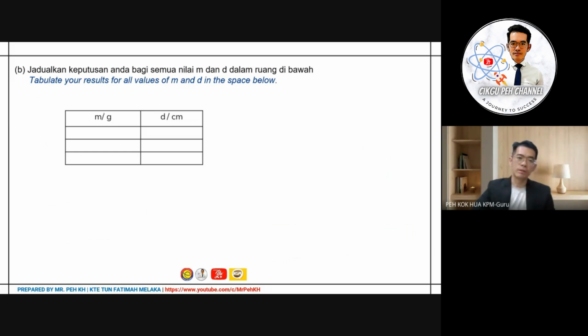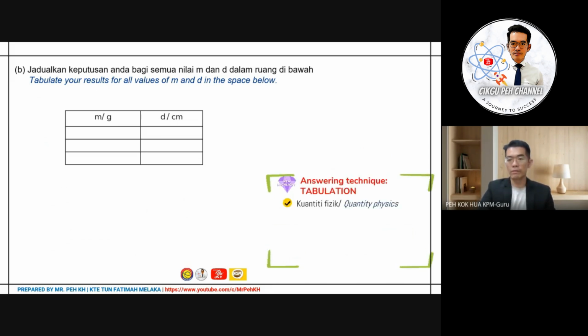And normally, sure, the MV and RV are not given in the question. So for the answering technique for tabulation, first you have to give the physical quantity in your experiment. So here it will be the mass, M. Normally we use a symbol.